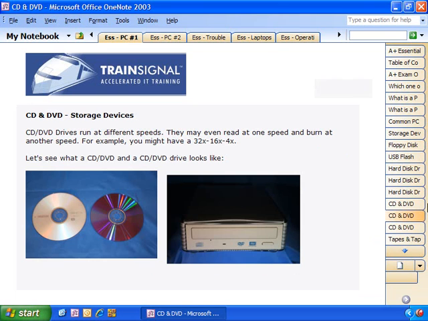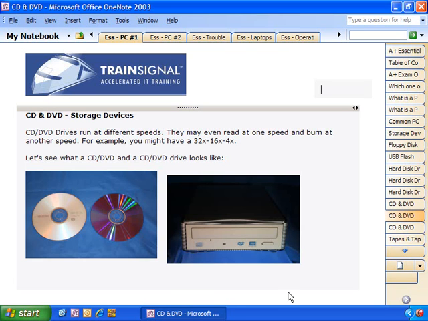All right, now let's talk more about CD DVD drives and discs. Now, CD DVD drives run at different speeds. They may even read at one speed and burn at another speed. For example, you might have a speed rating on a drive of 32x by 16x by 4x. So watch out for these when you go and select your DVD or CD drive.